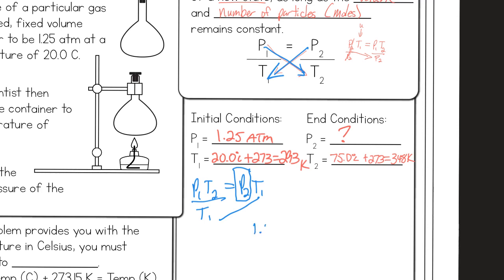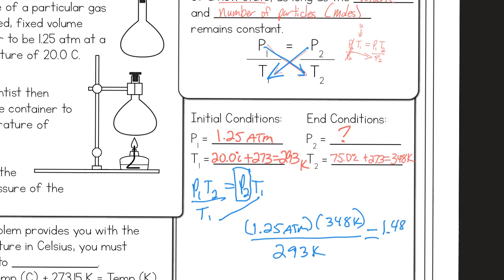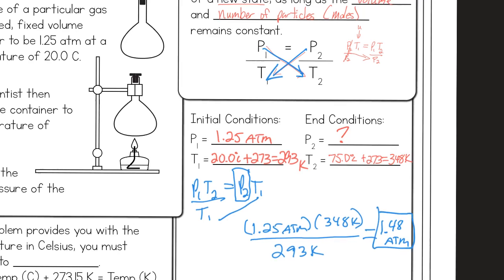P1 was 1.25 atmospheres. I'm going to multiply that by T2, which was 348 Kelvin, divided by T1, which was 293 Kelvin. So I put that in the calculator and I solve it. I'm going to get 1.48, and the unit that I'm going to need is atmospheres. And that's how I'd solve that problem.